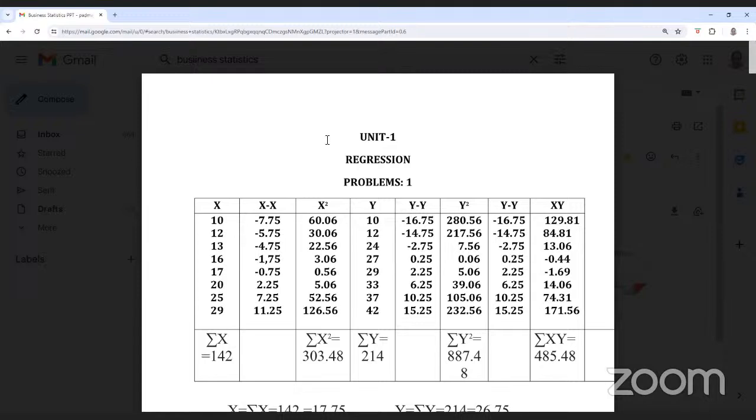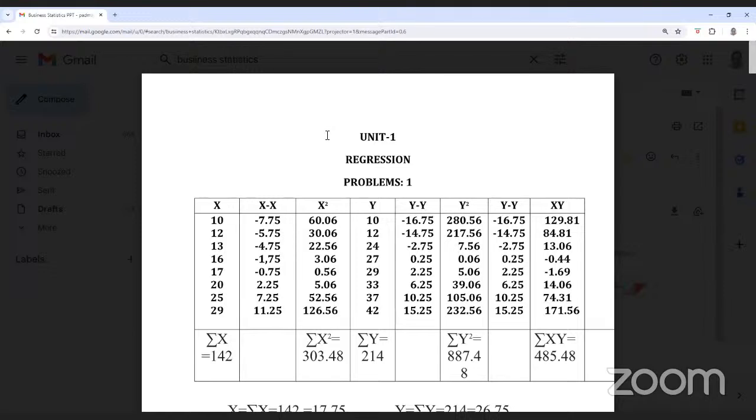Now see the question of regression. They will ask you to find out the two regression equations. The problems are not in unit 4, they are in unit 5, regression equations. See the problems, page number 65.